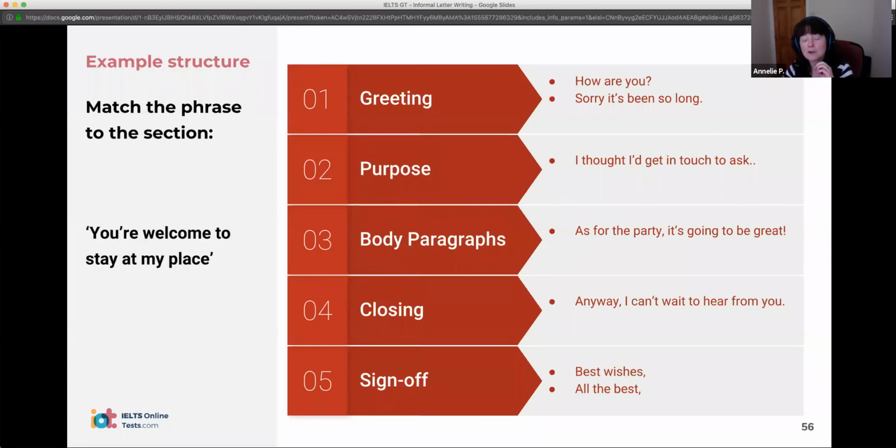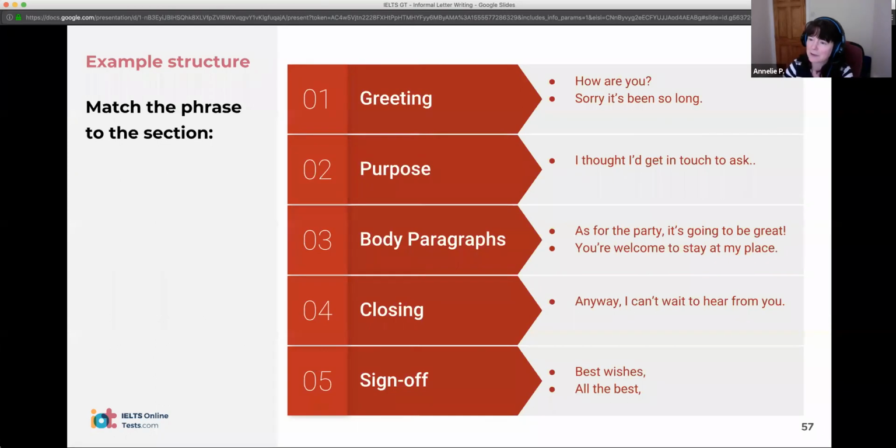Okay. You're welcome to stay at my place. Okay, okay, but really, that's in the body paragraph. Remember, the last bullet point was about the spare room. So again, this is like an introduction where you can explain why it's okay to stay at your place. Okay. Thanks so much for your letter. Yeah, this is the greeting.